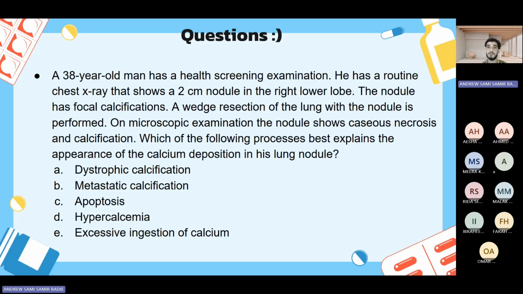If you remember, whenever we have necrosis or cell damage, what's the type of calcification we have? We said that it's dystrophic. So, very important, remember: these are the keywords that you usually get. We have caseous necrosis and the classification. This is how we answer the question.